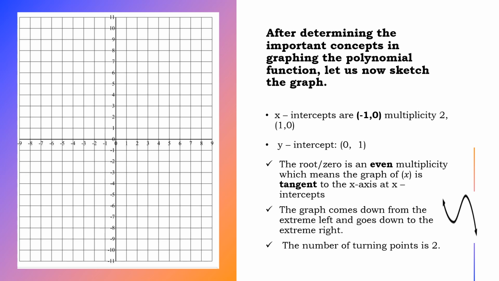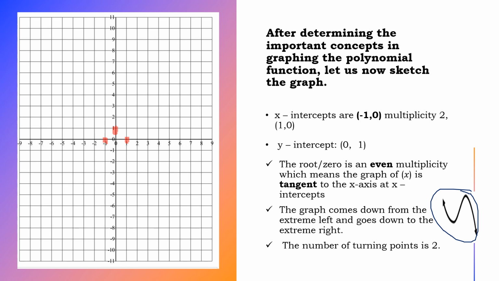So, let us now sketch the graph. Ang ating x-intercept ay negative 1, 0. Plot natin ang point. And then, we also have positive 1, 0. So, ayan. And then, y-intercept ay 0, positive 1. So, medyo parang magiging maliit lang ang ating graph. Okay. So, the root or 0 is an even multiplicity, which means the graph is tangent to the x-axis at ang ating x-intercept na yon ay negative 1, 0. Kailangan sa negative 1, 0 magkakaroon ng turning point or magkakaroon tayo ng curve doon sa negative 1, 0. At kailangan masatisfy natin ang given na ganito ang magiging behavior ng ating graph.